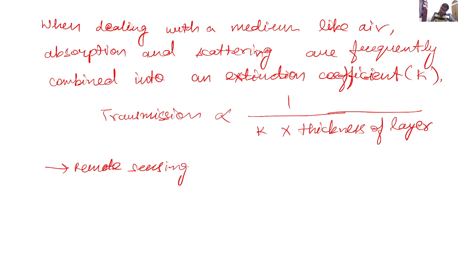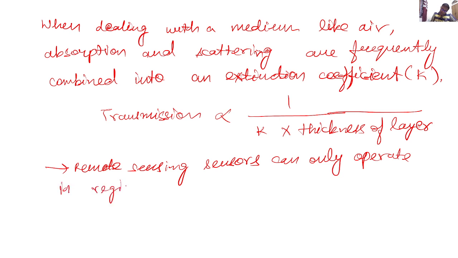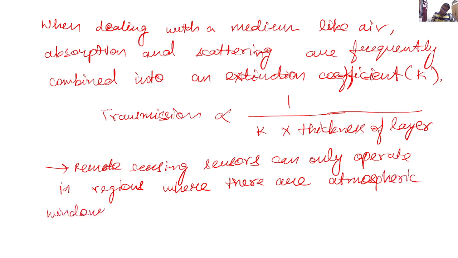Remote sensing sensors can only operate in regions, I mean by the wavelength ranges, where there are atmospheric windows. So there is no point of designing a remote sensing based system if you cannot actually detect it, and the detection can only happen, or the transmittance can only happen, through some particular range of wavelengths, which we term as the atmospheric windows.